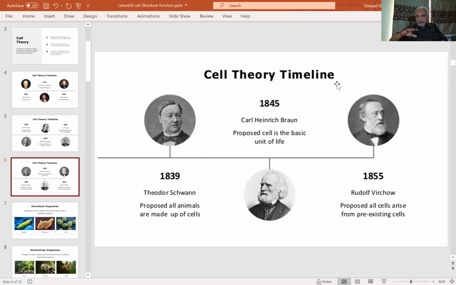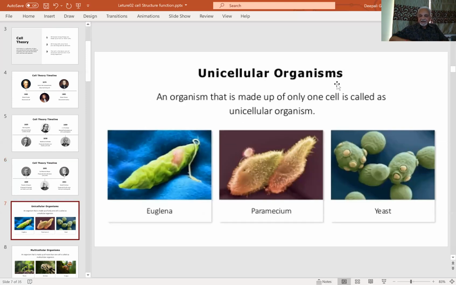So, starting from 1600 to 1855, almost around 200 years, this knowledge was put together in the form of cell theory. As I told you, we have unicellular organisms, and we have multicellular, multi-organ organisms, which are divided into prokaryotes and eukaryotes.